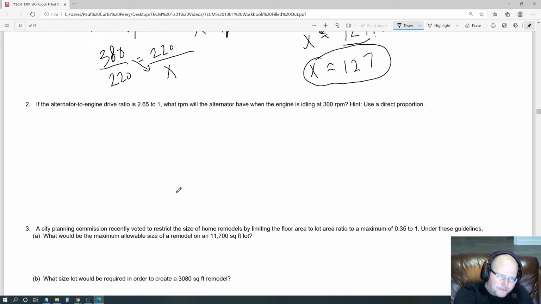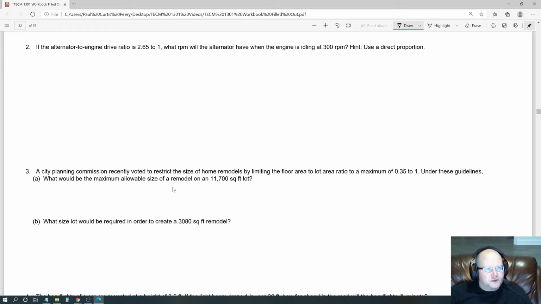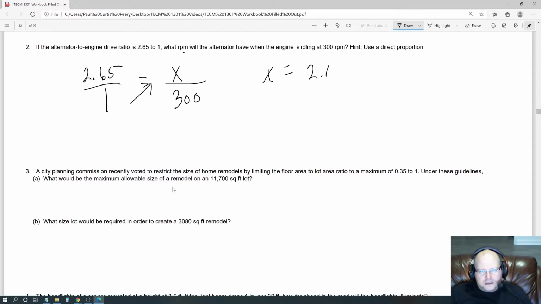Okay, so let's try the next one. If an alternator to engine drive ratio is 2.65 to 1, what RPM will the alternator have when the engine is idling at 300 RPM? Okay, use a direct proportion. So we're going to have 2.65 over 1 is equal to x, which we don't know, over 300. So that gives me x is equal to 2.65 times 300.